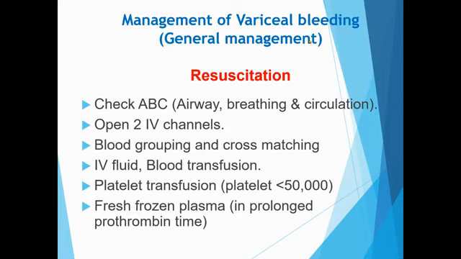Platelet transfusion is not always necessary, but if a patient with cirrhosis of liver with active bleeding has a platelet count less than 50,000, you can go for platelet transfusion. And if there is prolonged prothrombin time, then you have to give fresh frozen plasma.